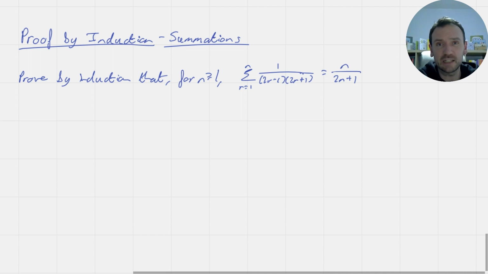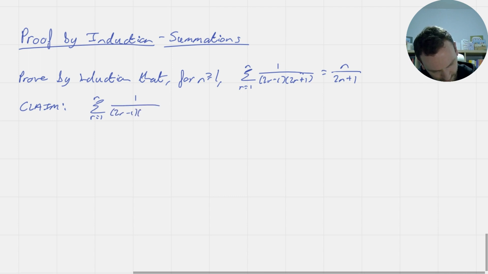So, as always, I'm going to start by stating my claim explicitly and labeling it. You could get away without this step, but I'd recommend doing it, as somewhere to store it for you as well as for the reader. So our claim here is that the sum from r equals 1 to n of 1 over (2r minus 1)(2r plus 1) is equal to n over (2n plus 1).